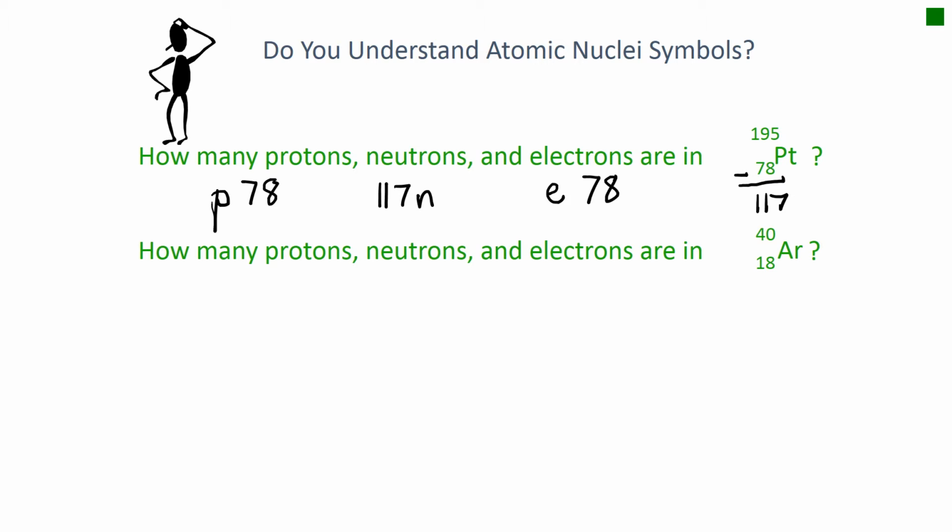Okay, so now in argon, we'll do the same thing. We have the atomic number is 18, so the number of protons is 18. We know that we have 18 electrons to make a neutral atom, and we can do our subtraction to get 22 neutrons.